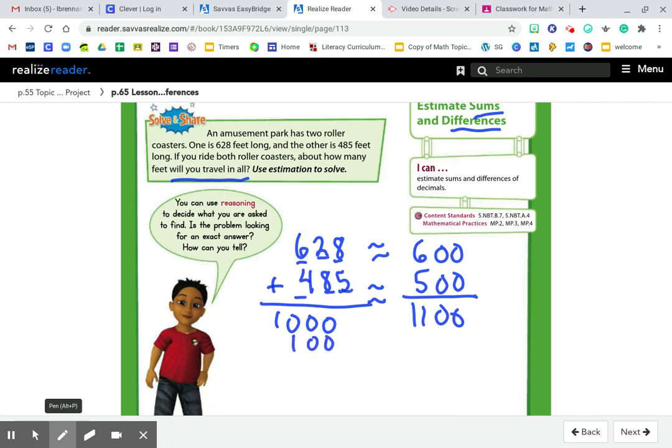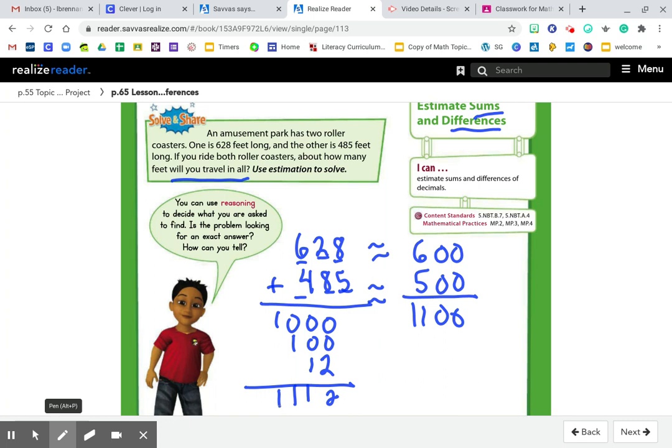8 plus 5 is 13. So I can actually wind up with an exact answer on this one. How tricky is that? I can actually get my exact answer by using some mental math strategies. And in that case, I didn't even round. But if you're asked to round, you should be rounding.